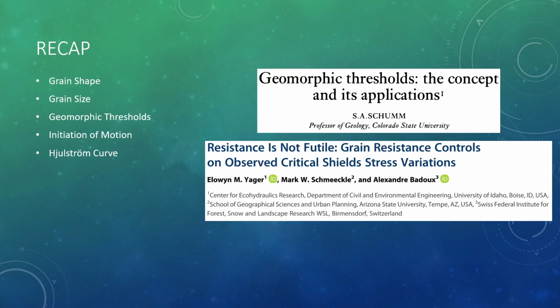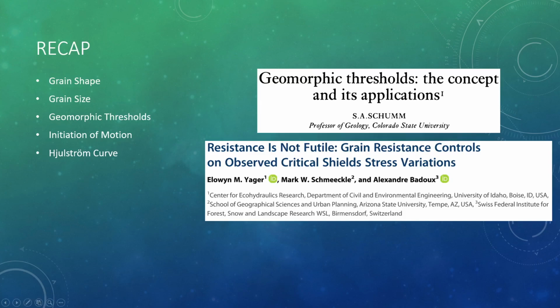The second paper, Resistance is Not Futile, Grain Resistance Controls on Observed Critical Shields Stress Variations by Elwin Jaeger and others from 2018, is not for the faint of heart. It is a phenomenal paper that decomposes many concepts related to the initiation of motion that we didn't get to touch on in this introductory video, but it is geared towards the expert. So if you're going to dive in, make sure that you have a good math background or a friend who can help.